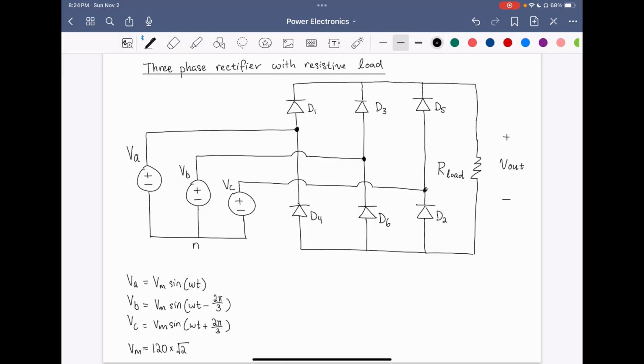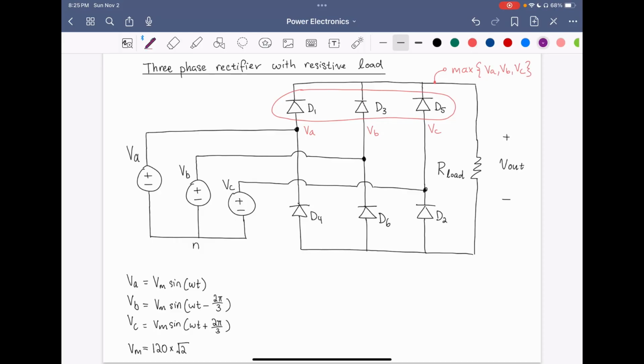So to start off our analysis, we want to gain some intuition for how these 6 diodes work to rectify the AC voltages. Let's start off by looking at the top 3 diodes, D1, D3, and D5. Now, the input to D1 is VA, the input to D3 is VB, and the input to D5 is VC. Now, it turns out that these 3 diodes are going to pick off the maximum of VA, VB, and VC, and this node is going to be the maximum of VA, VB, and VC.